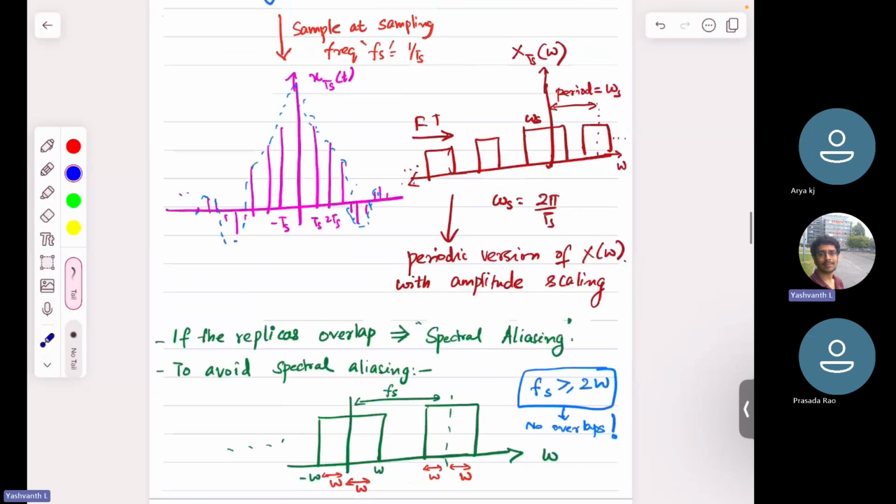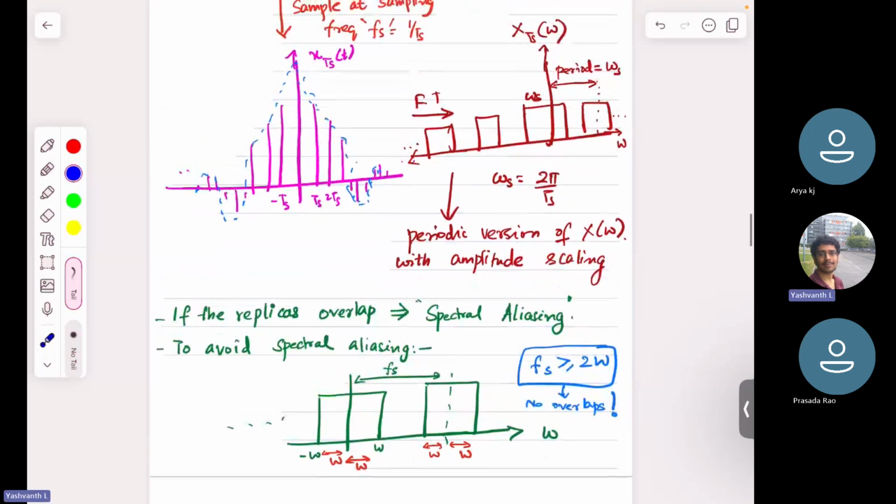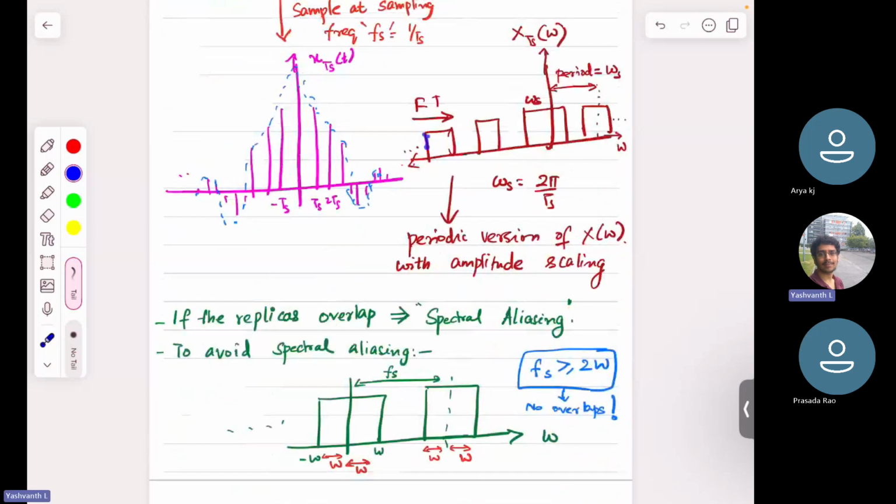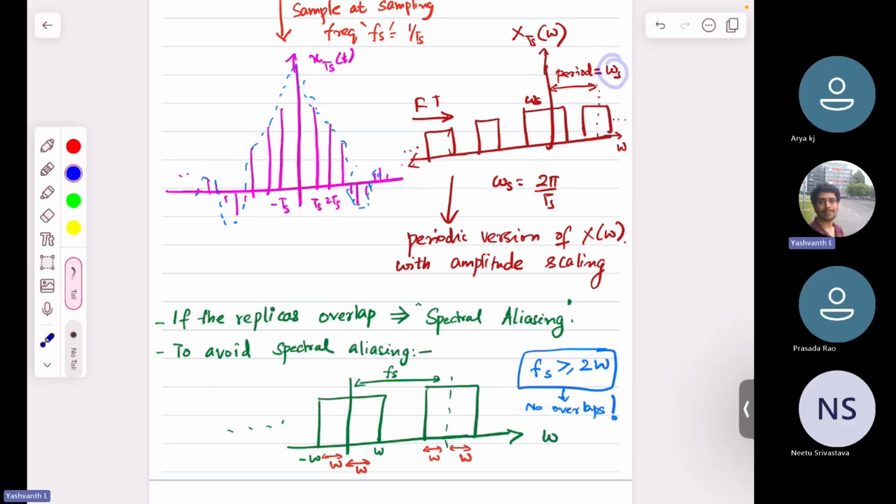Now, basically, this is the property of sampling of signals. Suppose these are different replicas. Suppose they overlap on each other. It's possible, because what is the period of this signal? Omega s, and omega s is something that we choose. If we choose omega s to be a very small number, then it's possible that these two boxes can overlap on top of each other. And this particular phenomenon is called spectral aliasing.